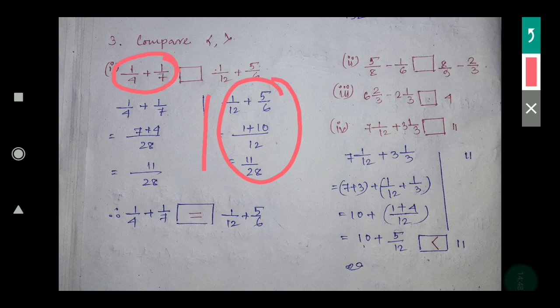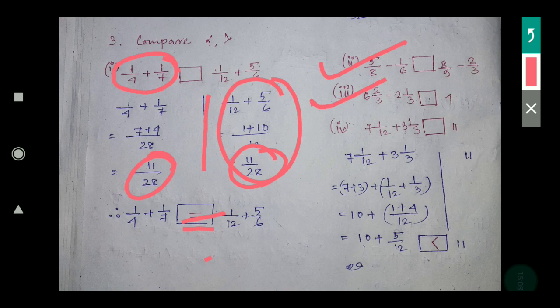The LCM of 12 and 6 is 12. So 12 times 1 is 12, 6 times 2 is 12, 2 times 5 is 10. 10 plus 1 is 11, so 11/28. See, here also 11/28, so it will be neither less than nor greater than; it will be equal to. That's why I've given equal to here. So with these question 2 and question 3, you have to do it by yourself.